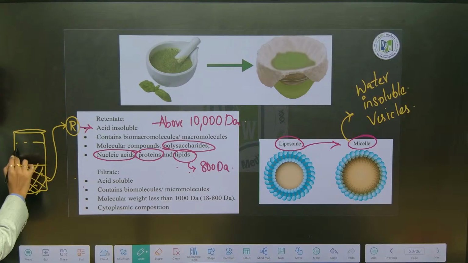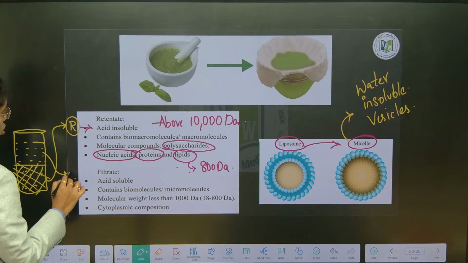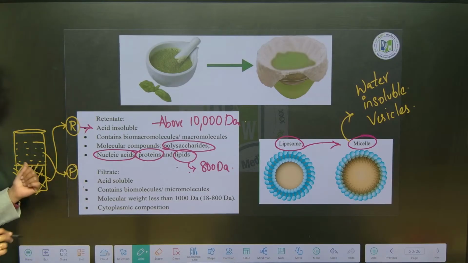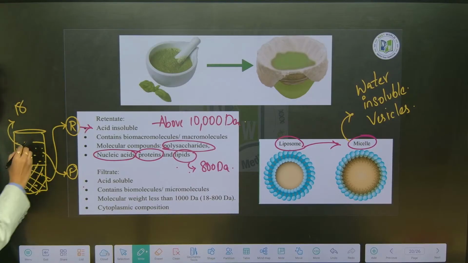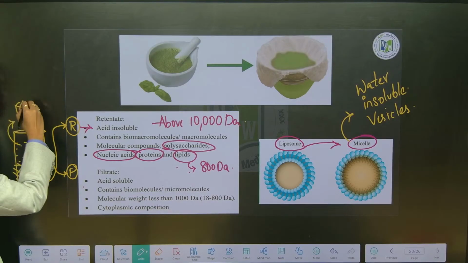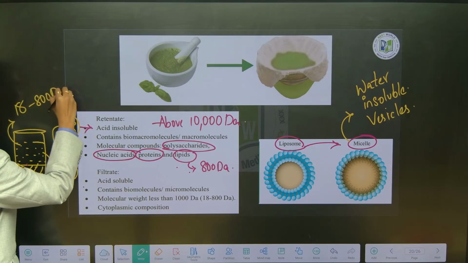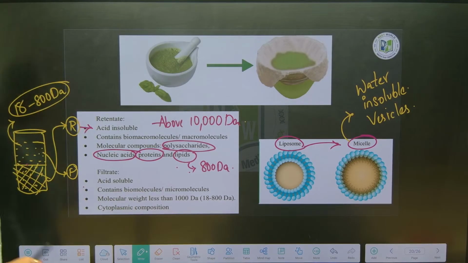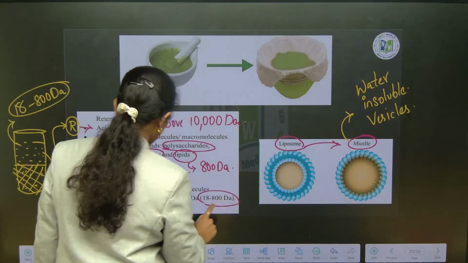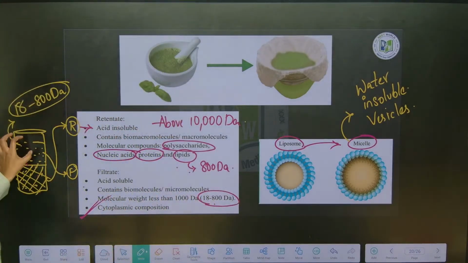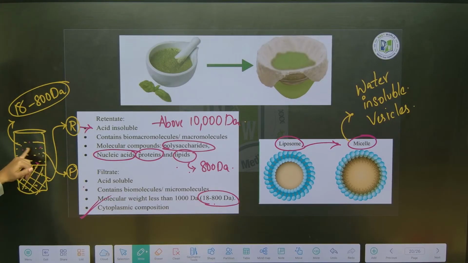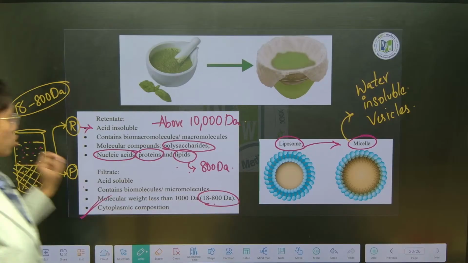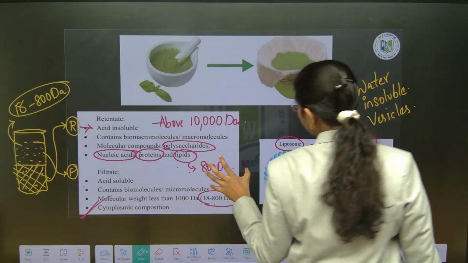And over the periphery is the acid soluble pool or filtrate, wherein the molecular weight of the chemical constituents present will be 18 to 800 Daltons, which are cytoplasmic composition. All the cellular constituents will land up here, in the acid soluble pool. So you are clear with this note, no?